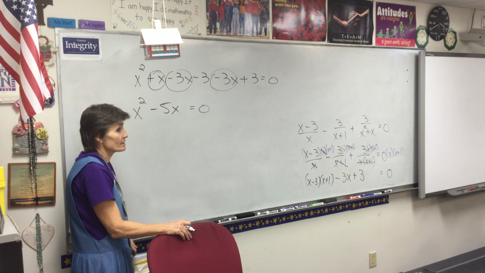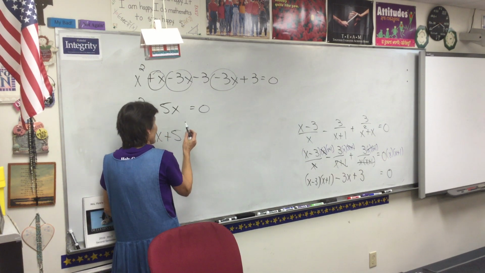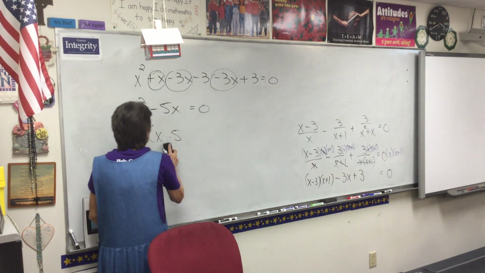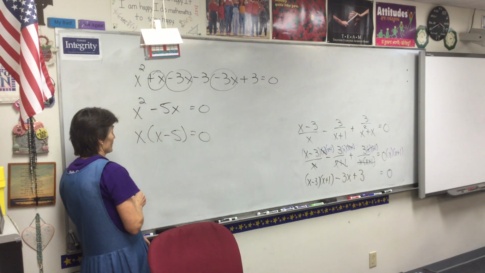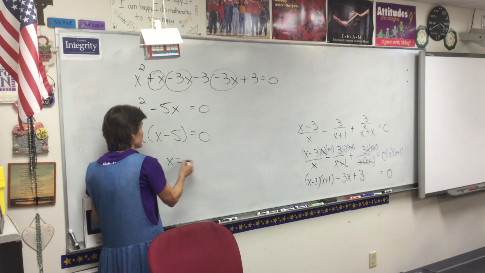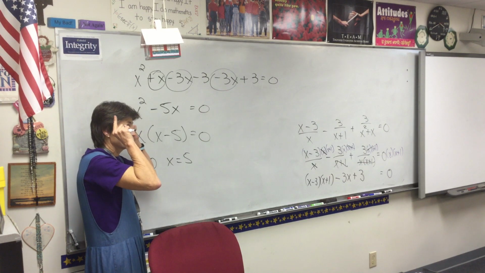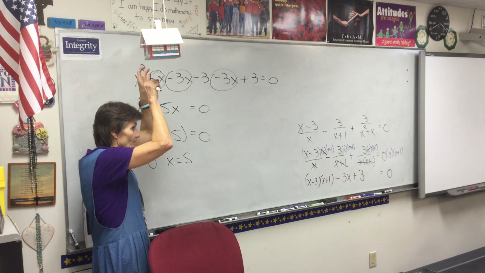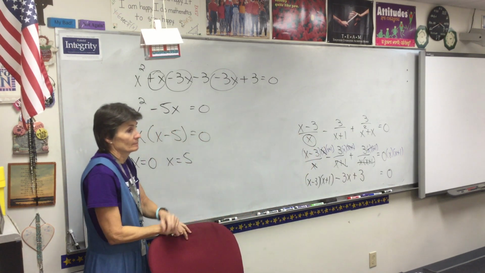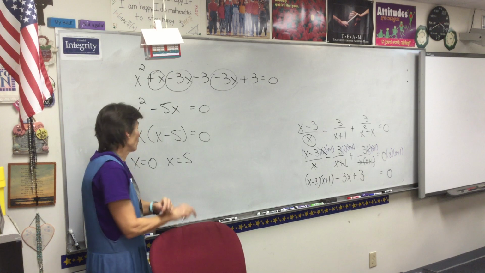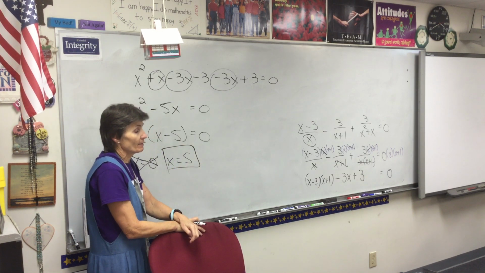Does that factor? Yes, it does. It has a GCF. So x and x plus 5, or minus 5, I'm sorry. x and x minus 5. So x equals 0 or x equals 5. What happens if I put 0 in? It won't work. That's extraneous. The only answer to the problem is 5.